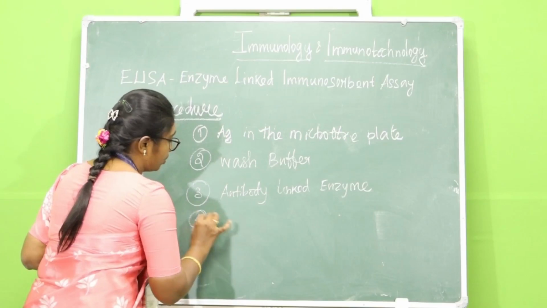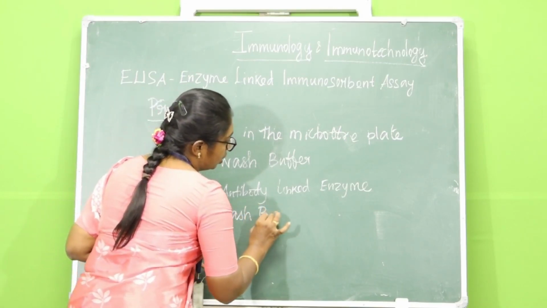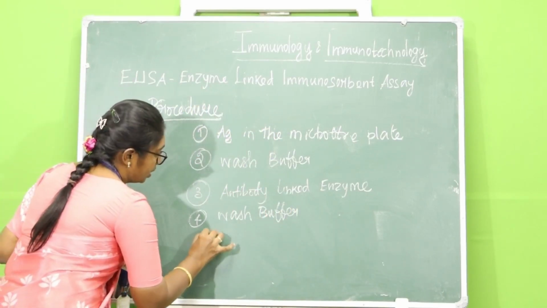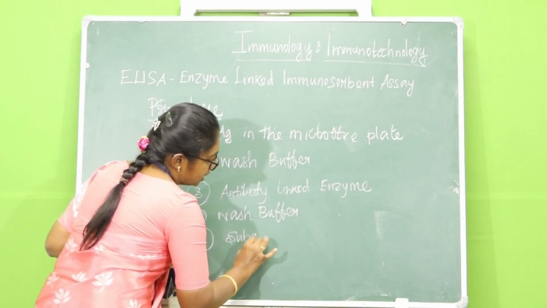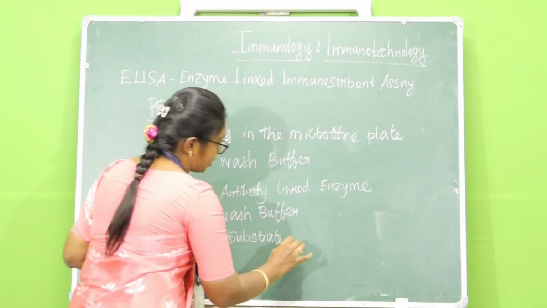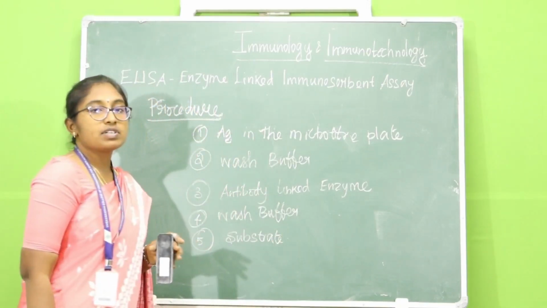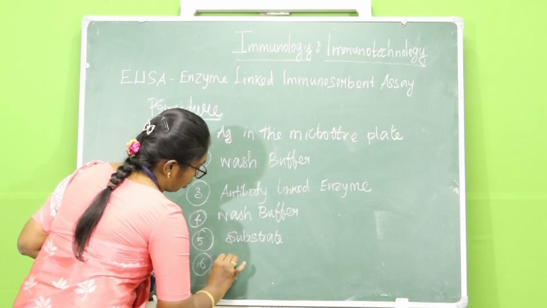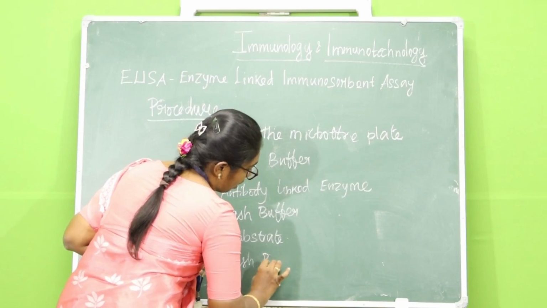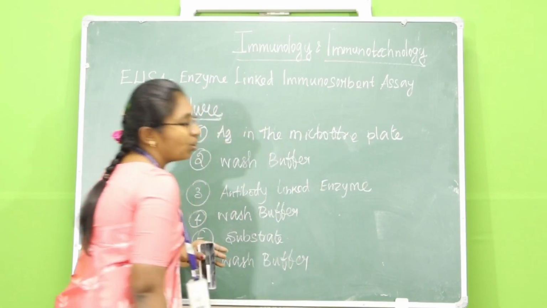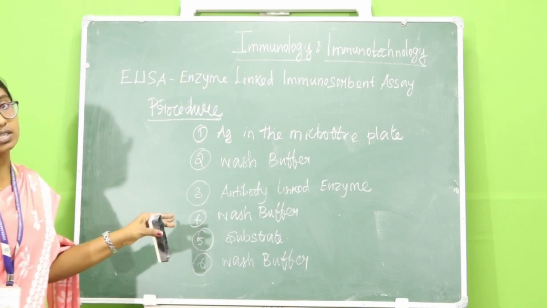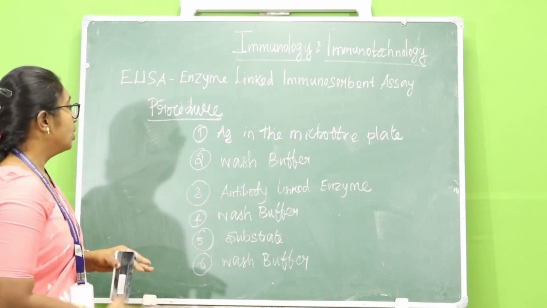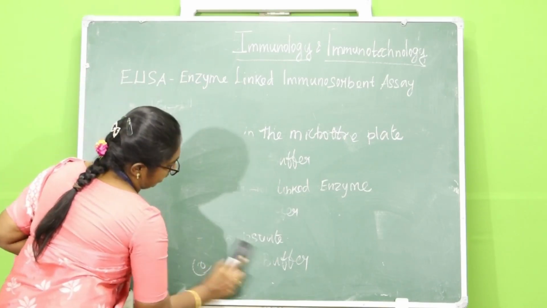Then we have to wash again with wash buffer to remove the unbound antibody from the sample. Then we add the substrate. This substrate will react with the enzyme attached to the antibody, and then it will show the color change in the well plate. After this we again wash with wash buffer to remove the unbound substrate from the well plate. Then we quantify the antigen or antibody in the well to find the concentration using the spectrophotometer. Next we will see the types of ELISA.